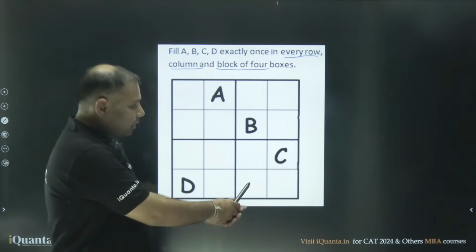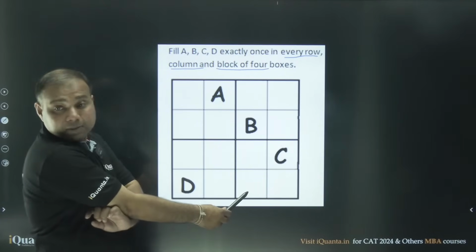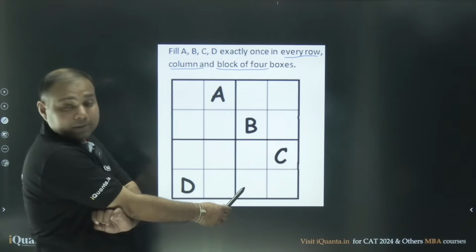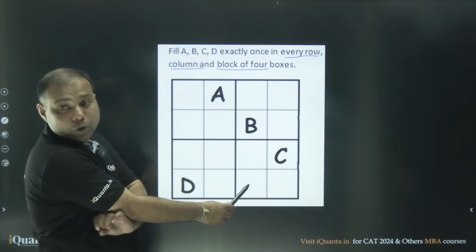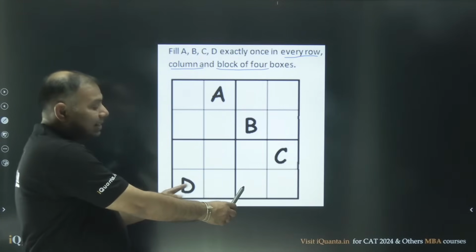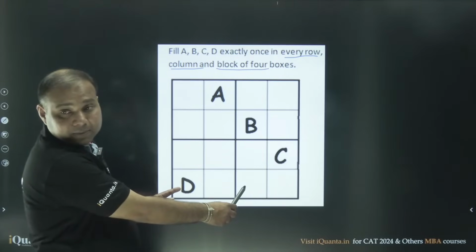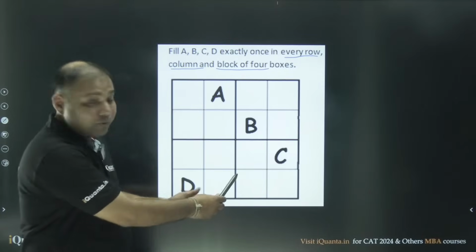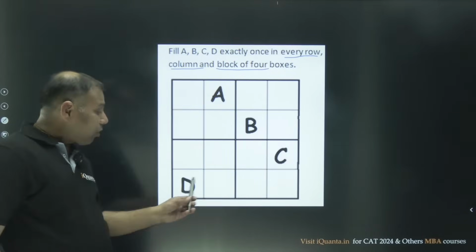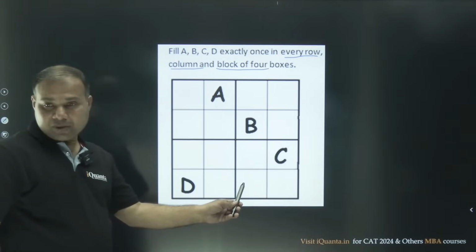If I move to this one, now think, can I fill D here? Yes or no? No, D will not come here, right? Because D is already there in this row. Is it clear? I'm looking for your comments. Yes, we cannot fill D here. Why? Because D is already there in this same line, same horizontal line or row, right?